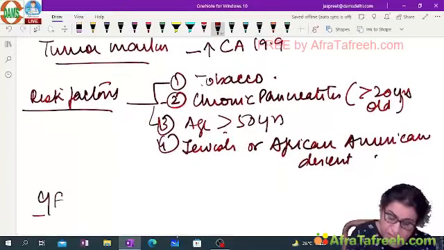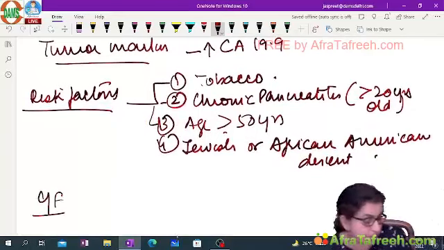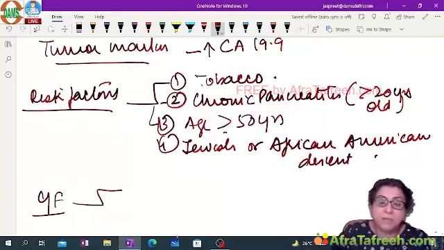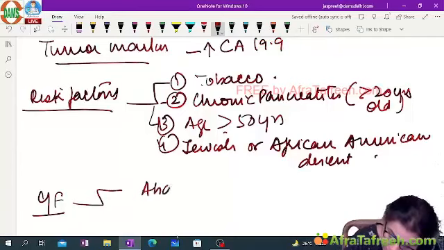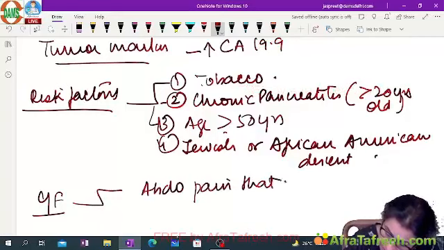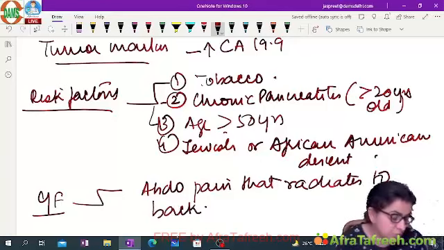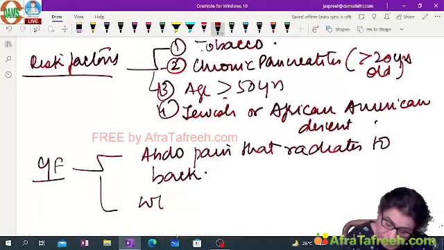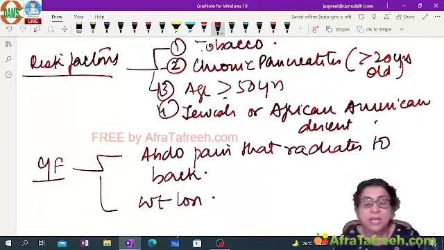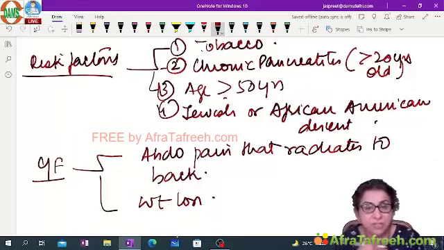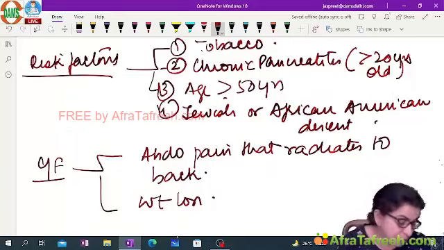And clinical features, they usually present late with metastatic disease, but other than that, the clinical features are abdominal pain that radiates to the back. Second, weight loss. So they end up with malabsorption. Pancreatic enzymes cannot reach the intestine for digestion of food, so they end up with malabsorption.